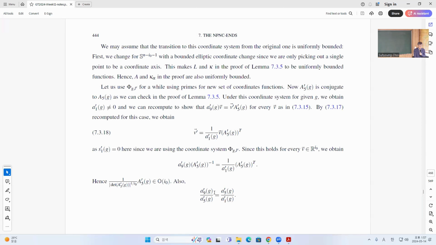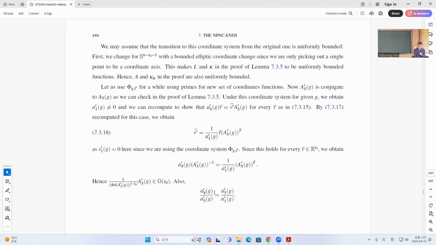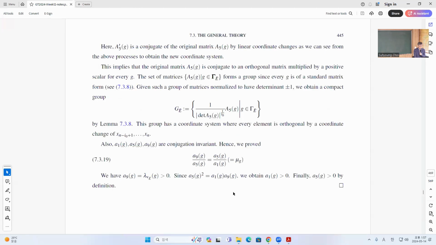And of course, under this coordinate change, these constants will change, but these are all bounded coordinate changes, and then we form this kind of a matrix group, and this is for each G, and they are also orthogonal under some coordinate system.